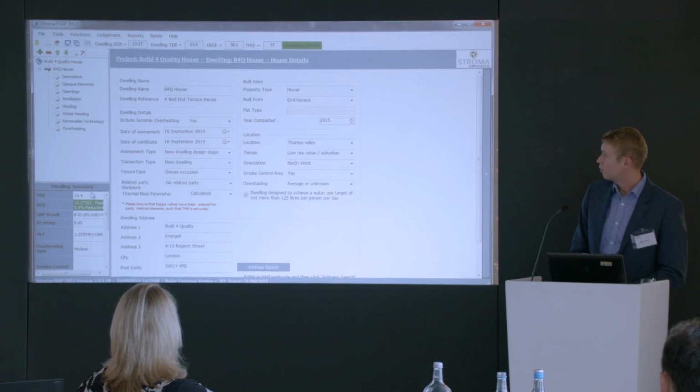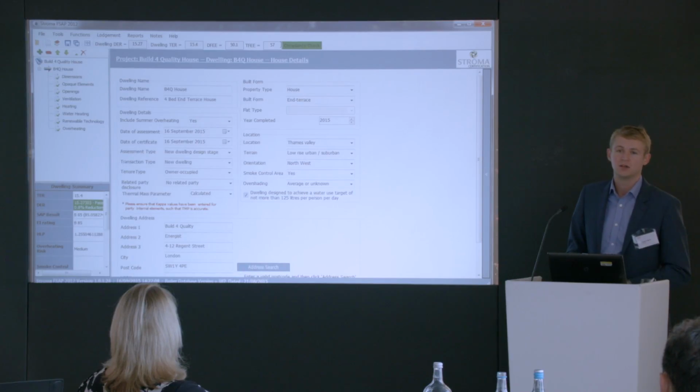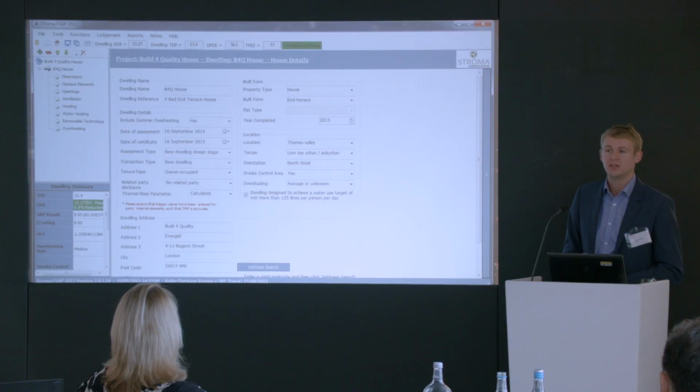And the ones to look out for here are up in the top right-hand corner, just next to where it says compliance check in green. We have two four-letter abbreviations, and the first one is target fabric energy efficiency. That says 57. And the next one is dwelling fabric energy efficiency, which says 50.1. So we've got a TFEE and a DFEE. Now, those are our measure of energy consumption, or our space heating demand. It's kilowatt hours per square metre per year.